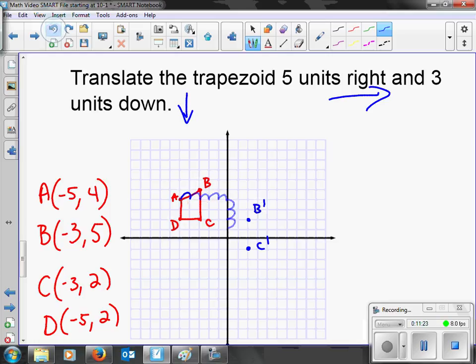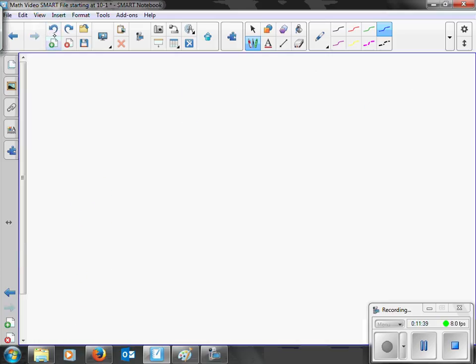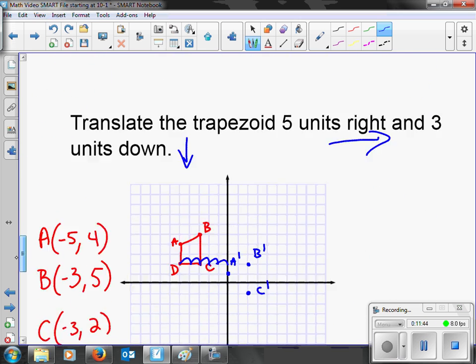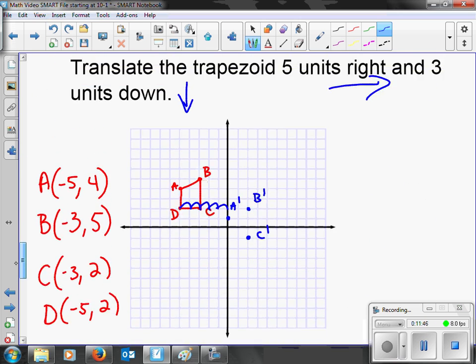And then A, 1, 2, 3, 4, 5, 1, 2, 3. Okay, that's A prime. And then D is 1, 2, 3, 4, 5, and then 1, 2, 3. Sorry again, I lost the page again. Okay. So this is D prime. All right. So here is my new image.